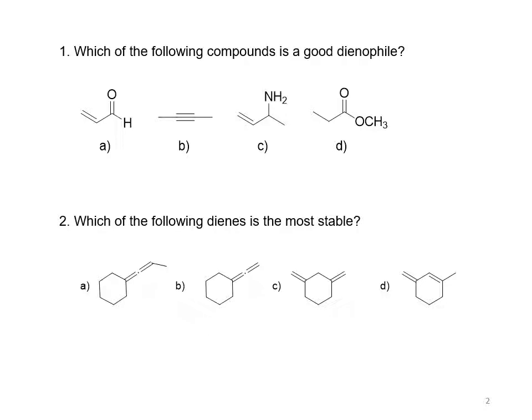Good dienophile is compound with double or triple bond that has an electron withdrawing substituent on it. And so A would be good dienophile because it has double bond with carbonyl group substituent. B is a triple bond, but that one has two methyl groups. Those are electron donating, not electron withdrawing groups. C is not very good dienophile. Nitrogen that is one carbon removed from the double bond is an electron withdrawing group, but it withdraws electrons through inductive effect, and because of the distance, effect is relatively minor. So that would not be a good dienophile.